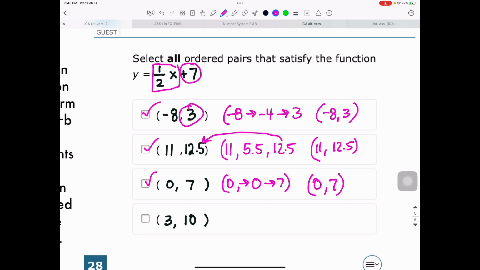Yes, it does. Let's see, 3. 3, cut it in half, becomes 1.5. I add 7, that becomes 8.5. No, this is not on the equation. 3, 8.5 is, but not 3, 10. So no.